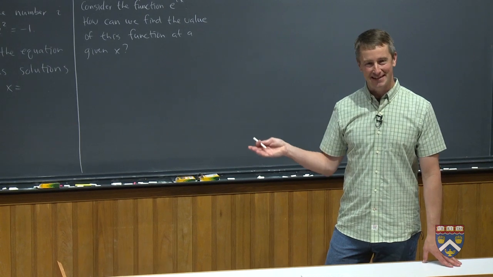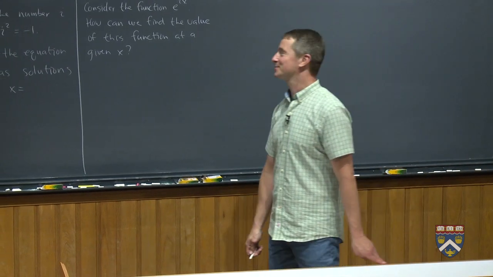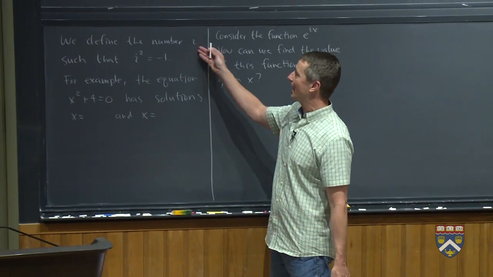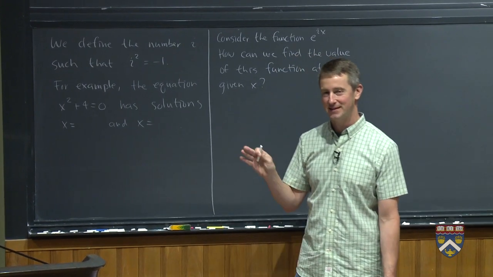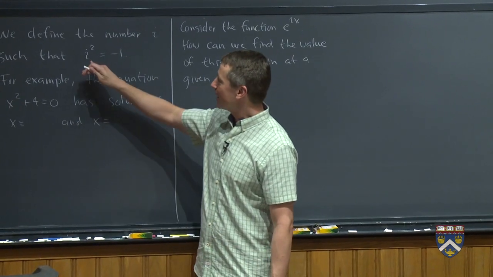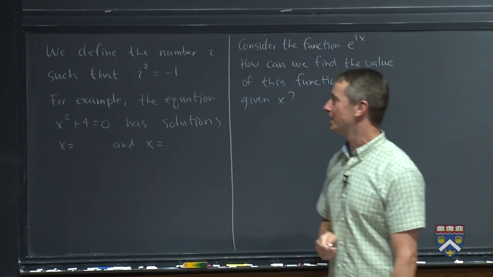We just saw this very interesting number e. There's another number that's pretty interesting. It's the number i. It's got a bad name. I won't say what i stands for. But it's defined such that i squared equals negative 1.